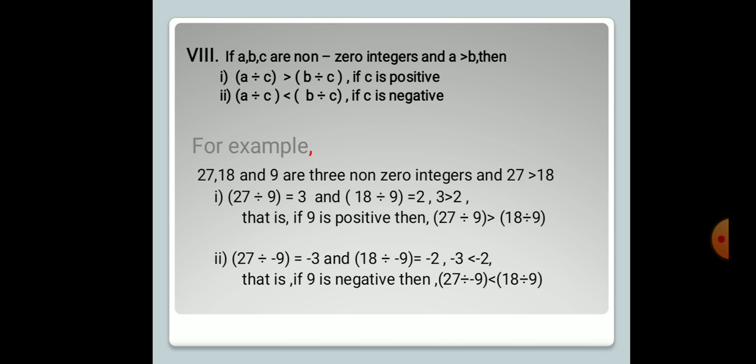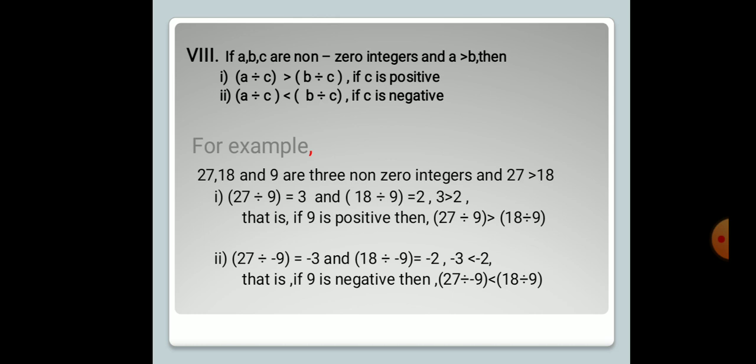Then A divided by C, that is 27 divided by 9, is equal to 3, and B divided by C, that is 18 divided by 9, is equal to 2. Here 3 is greater than 2. A divided by C is greater than B divided by C when? Only if C is positive. Here 9 is positive, so A divided by C is greater than B divided by C.